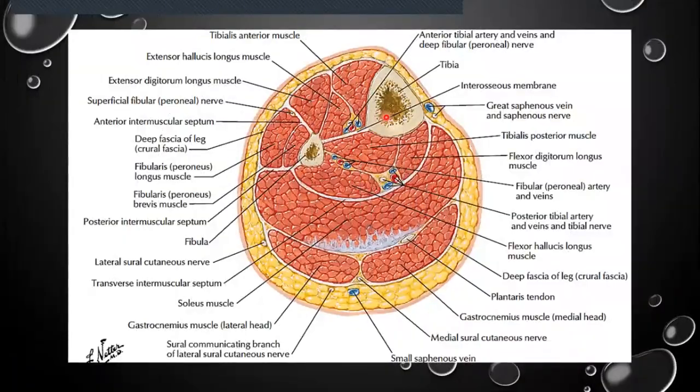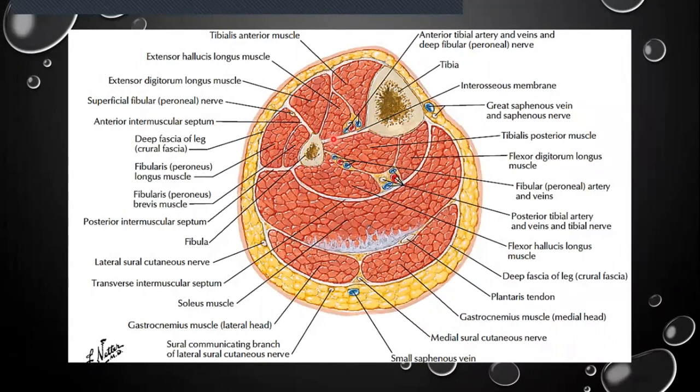So let's see this. You can see this is the skin, the superficial fascia. Then you can see this deep fascia here. You can see it is sending in the septa. This is the anterior intermuscular septum attached to the anterior border of the fibula, and the posterior intermuscular septum attached to the posterior border of the fibula. And this is the interosseous membrane.